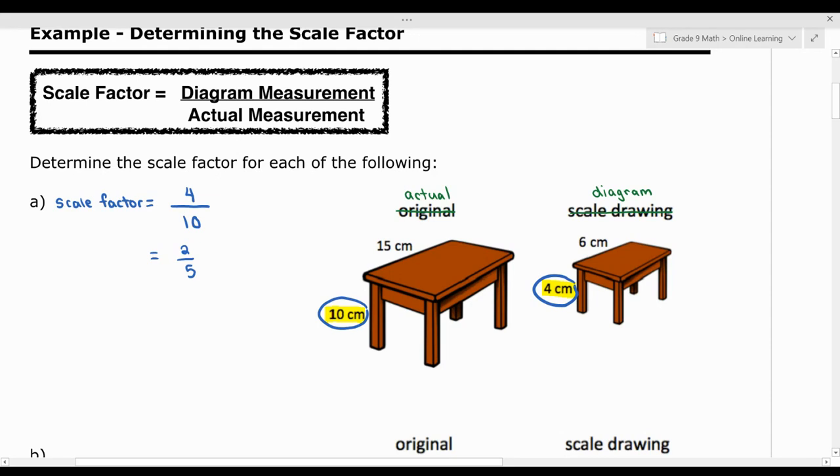And then depends on how you want to leave your answer. That's fine. Or remember, you could write it like this, 2 to 5, or you could write it as a decimal. So you'd also say the scale factor is 0.4. Okay, so for question A, any of these three versions would be good. You could also write it out in words if you wanted.